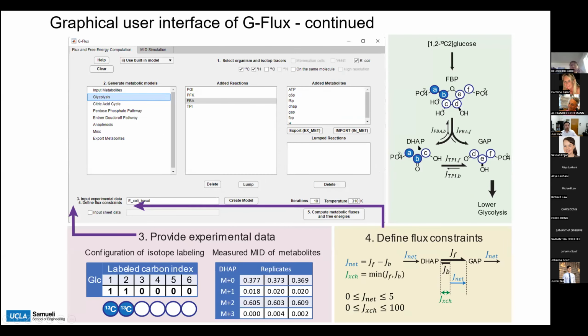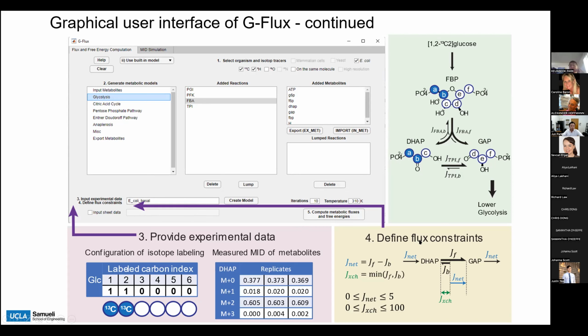And once you build your required metabolic model here, then you are now ready for inputting your experimental data, which is going to be your identity of the isotope tracer, plus your measured labeling pattern of metabolites. So for example, if you look into this FBA reaction here, you must input the DHAP labeling pattern sequentially and with the biological replicates here.